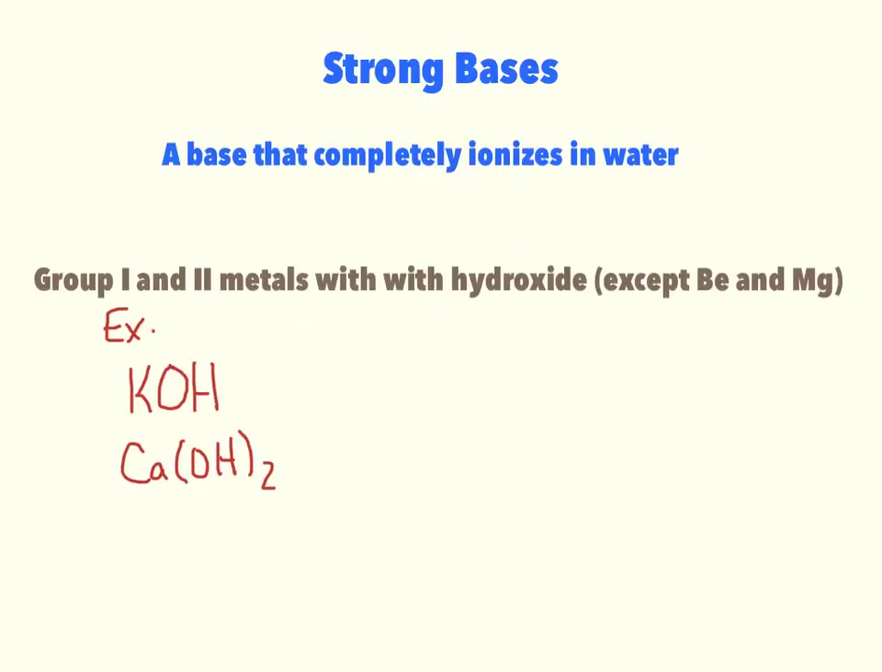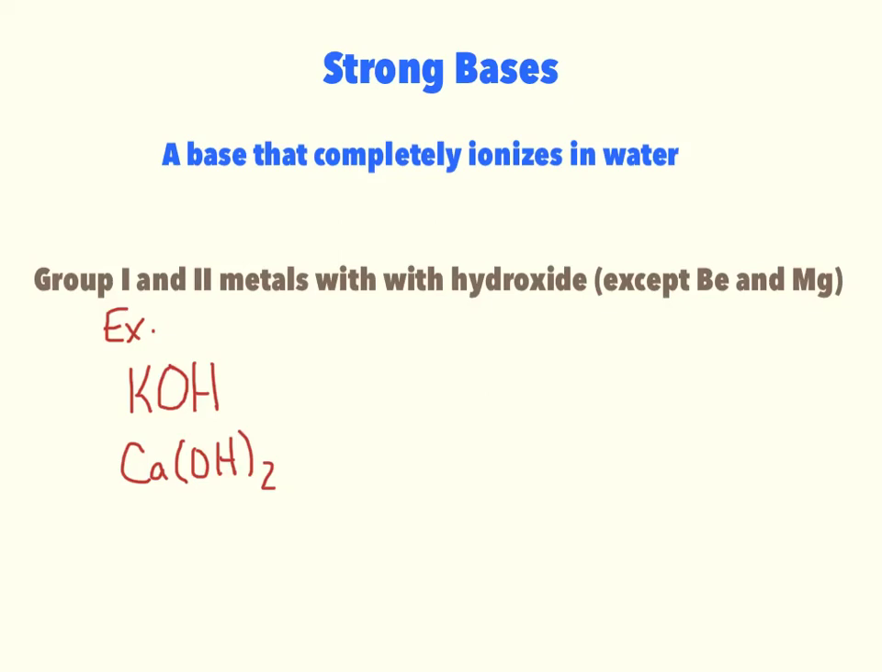Strong bases are like strong acids in that they completely dissociate or ionize in water. There's a list of strong bases, and you can figure it out from your periodic table. It is the group 1 and group 2 metals that have hydroxide on them. The only exceptions are beryllium and magnesium. They're in group 2, and they could have hydroxide, but they would be weak bases.